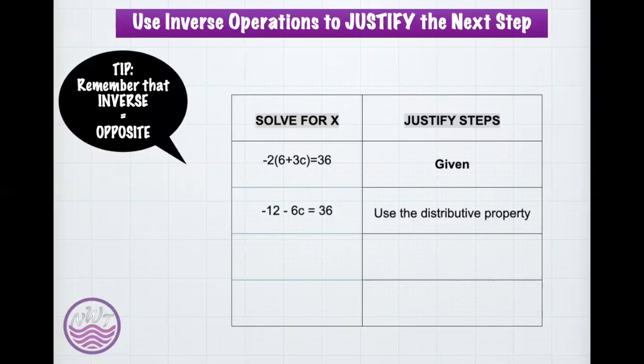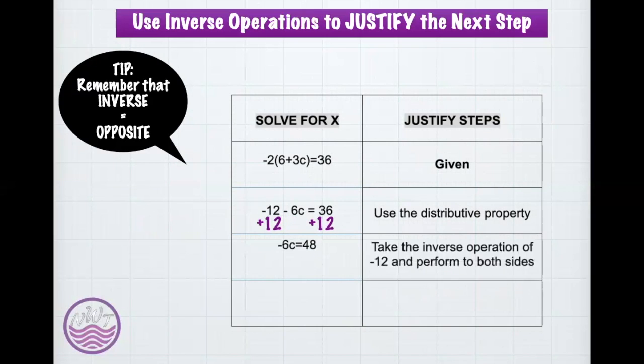Okay, so in this next step, again, a tip, remember that inverse equals opposite. So I have -12 minus 6c equals 36. I need to get rid of the -12. I'm not going to mess with the 6c or the -6c yet. I need to get rid of the number 12 first. So if I have a -12, what's the opposite of -12? Positive 12. So I need to go ahead and add 12 to both sides.